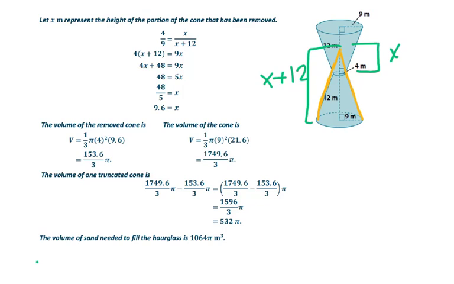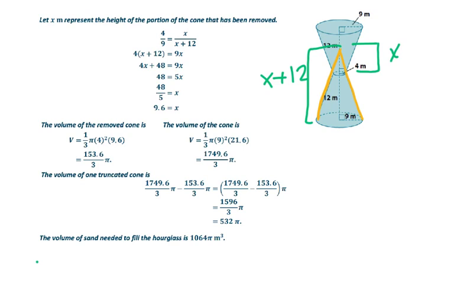So there are quite a few steps we need to process through here. Let x be the height of the portion of the cone that was removed. What we have here are sort of like two cones that had the tops cut off and then got jammed together, right? So we had to do a lot of thinking about what they used to look like.